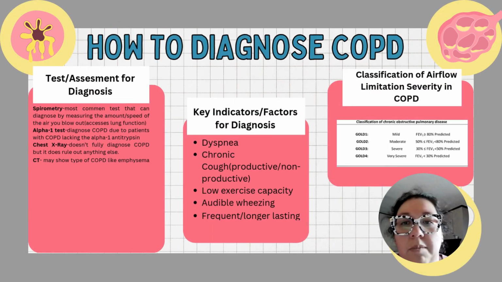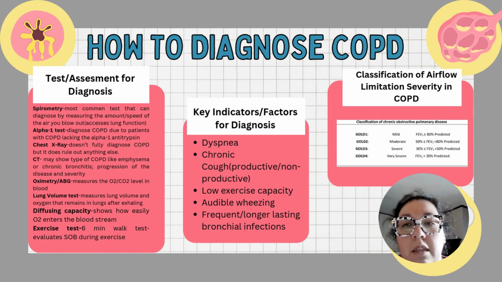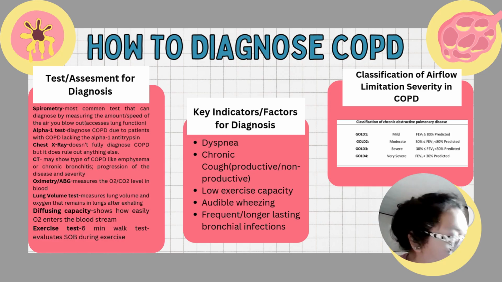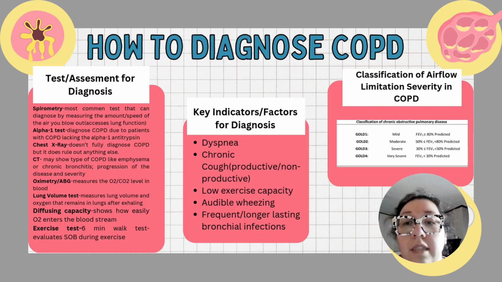How to diagnose COPD. The tests and assessments for diagnosis include spirometry, the most common test, which can diagnose by measuring the amount and speed of the air you blow out. It assesses lung function. That is how you can get your FEV1. It measures just how much air you can exhale forcefully in 1 minute.